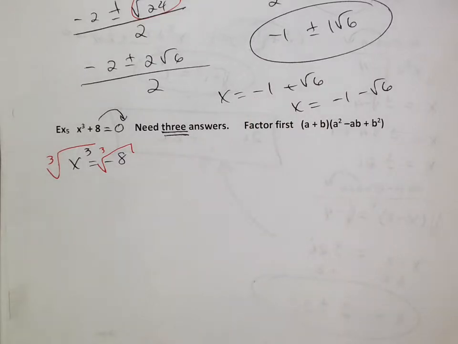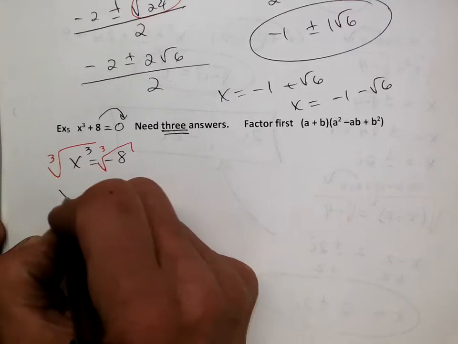And what's the cube root of negative 8? Cube root of negative 8, what times what times what? 2. Almost. Negative 2. Right, you agree? Emma, you agree? Because you got negative times negative, it's positive times another negative. So one answer is x equals negative 2.